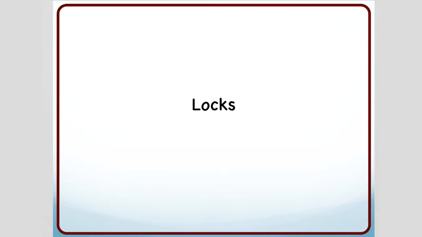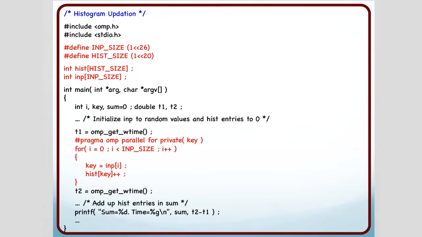In that case, I need to resort to locks. There are other advantages of locks also, but this is one differentiating thing from critical sections, right? So what are locks? We're going to look at a simple example of histogram updation. What is happening over here?